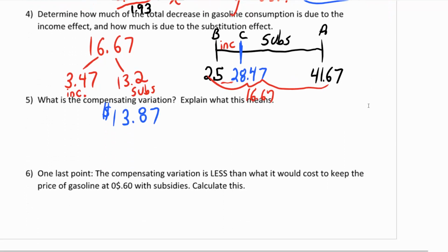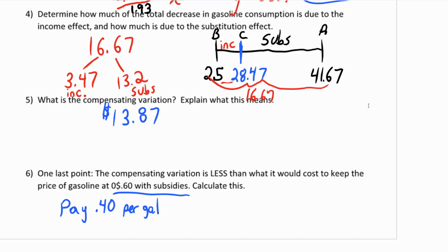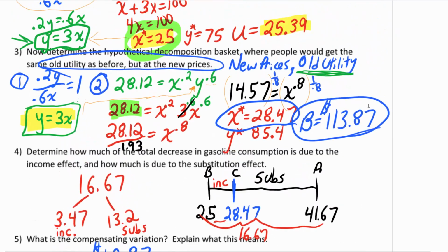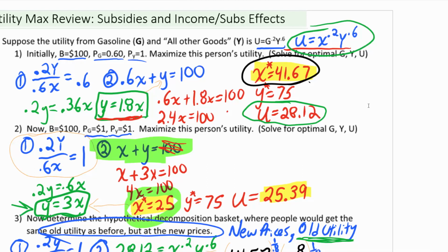One last point. Since in this context, what I was talking about was assume there's a government subsidizing gasoline at 60 cents. That means they're paying 40 cents in the beginning, right? So they're paying 40 cents for each gallon that people buy, and that money's coming from somewhere. How much is that subsidy costing them? And basically what they're doing is they're spending money in the first case to get people to this utility level of 28.12. How much is that costing them?